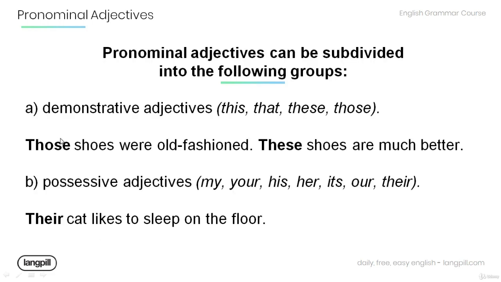Now, pronominal adjectives can be subdivided into the following groups. A. Demonstrative adjectives. This, that, these, and those. Have a look at the examples below. Those shoes were old-fashioned. These shoes are much better. B. Possessive adjectives. My, your, his, her, its, our, or their. For example, their cat likes to sleep on the floor.